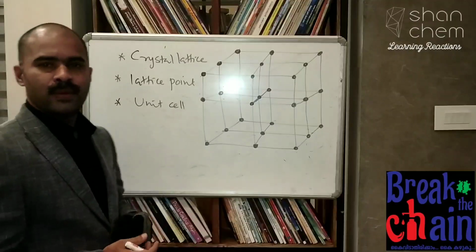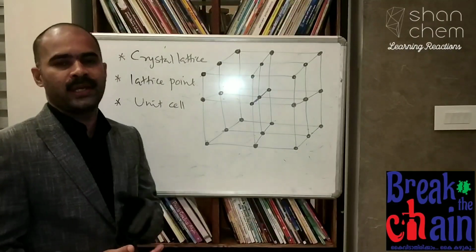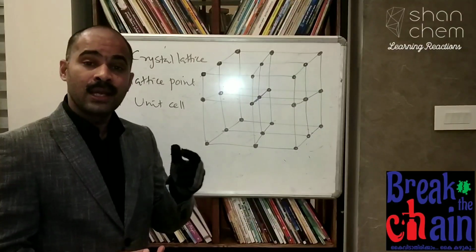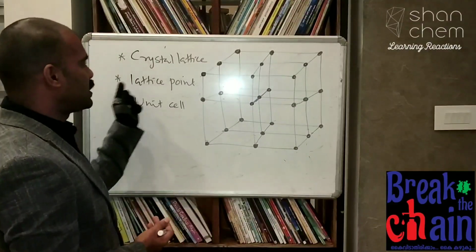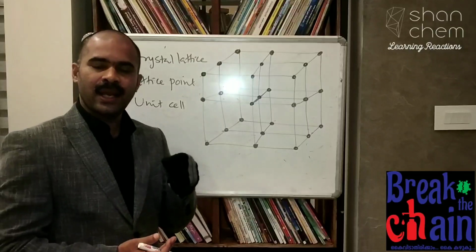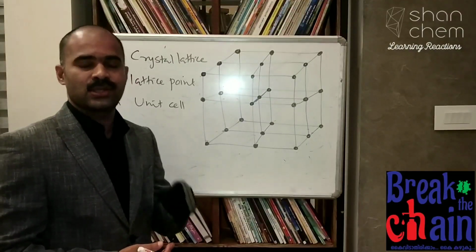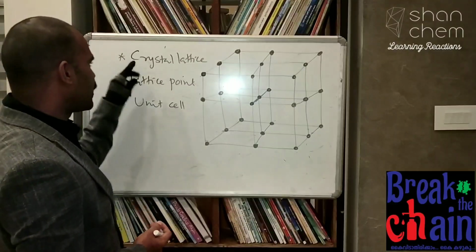What is a lattice point? A lattice point is a point which is used to represent a particle in a crystal lattice. What is the third one? What is crystal lattice? Crystal lattice is a 3-dimensional arrangement of points in space to represent a crystal. These are 3 important points.